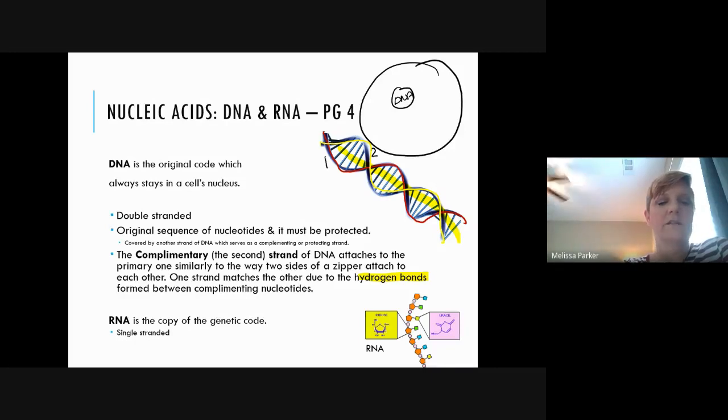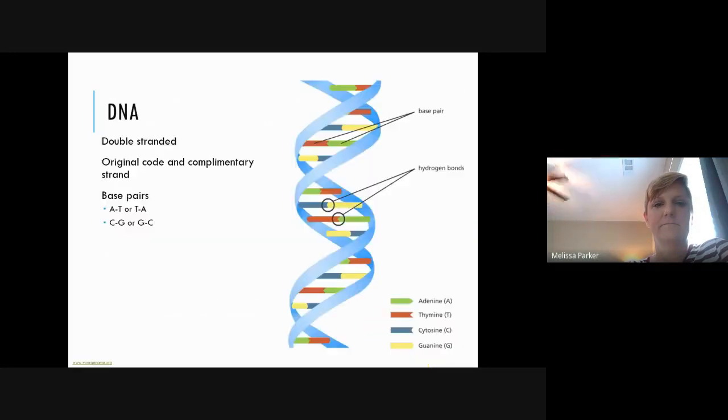RNA is very different because it's a copy of the genetic code and it's single stranded. Remember, DNA is the original code and it's double stranded. Any questions before I move on? This is an example right here of RNA. You can see it's single stranded right here. So, review: DNA is double stranded. It has an original code and it has a complementary code.